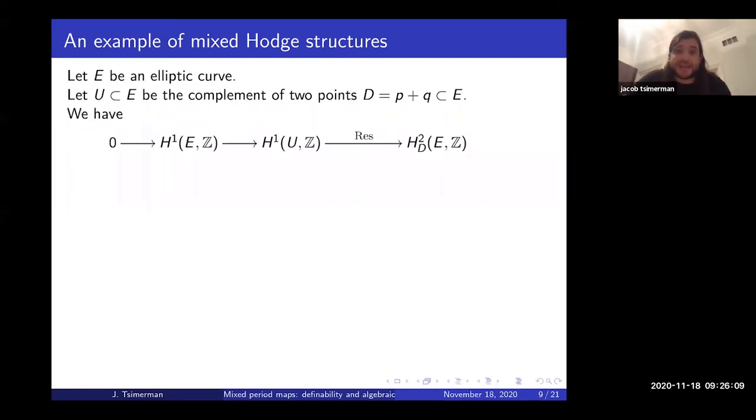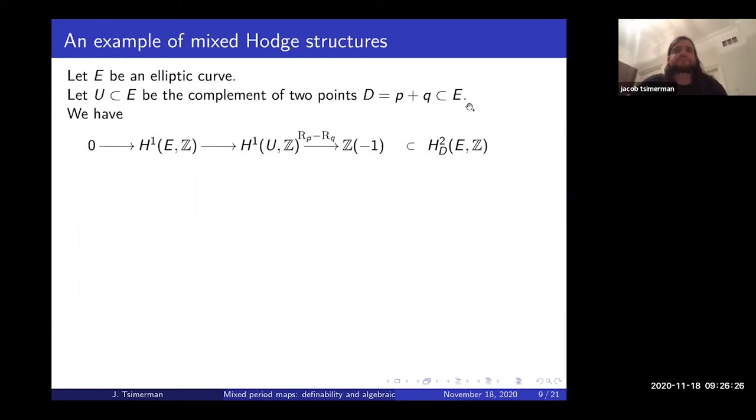So let's describe that explicitly. You have this exact sequence in cohomology where your H1 of U has the sub, which is the H1 of E, and then it has a restriction map to this compactly supported cohomology group. If you go through it, it turns out that the quotient by H1 of E is just this one-dimensional piece, Z, which should be thought of as having weight 2. So we just write it as Z twisted by minus 1.